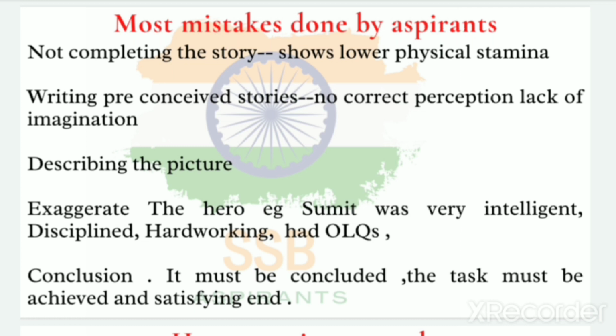Fourth, as I said earlier, you should not write, Sumit was intelligent, disciplined, hardworking. You should not directly state whatever qualities you are giving there. Rather, you should show how he is hardworking, how he is disciplined, how he is intelligent. Your logical actions show your intelligence. How you help others shows your hard work and discipline.